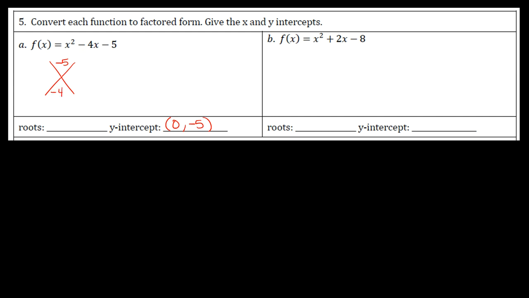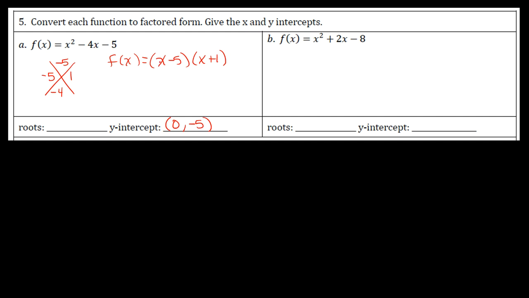So the two numbers that multiply to give me -5 and add up to -4 are -5 times +1. Make sure that works. Yes. And because A is 1, we do not have to go through all the regrouping. So we're simply going to say that one binomial is x minus 5 and the other is x plus 1.